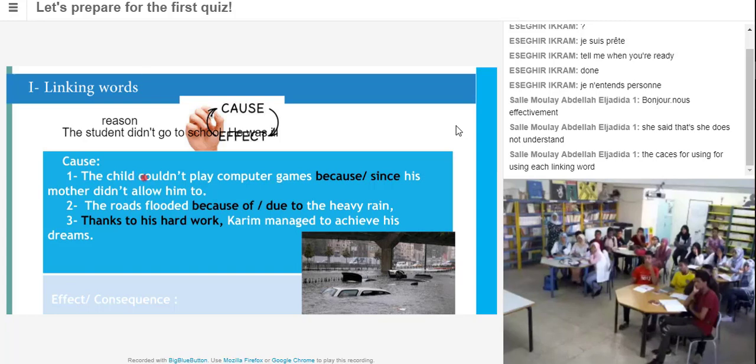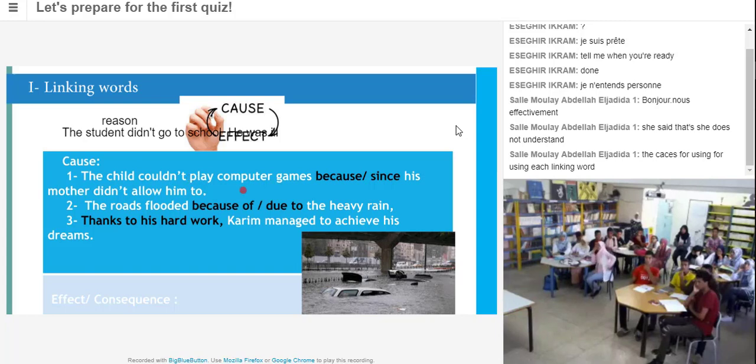Now this person wants to play. The cause is that the mother doesn't allow him to play, and the result, he is not able to play computer games. This sentence is a result. This sentence is a cause. So when you have two different sentences and they ask you to join them using a linking word for cause, like because or since or as, then you should look for the sentence of the cause. You should identify it. When you find the cause, then before this sentence of cause, you place because or since or as, and then you leave the rest as the effect sentence. Like you can start here, because his mother didn't allow him to play computer games, the child couldn't play.